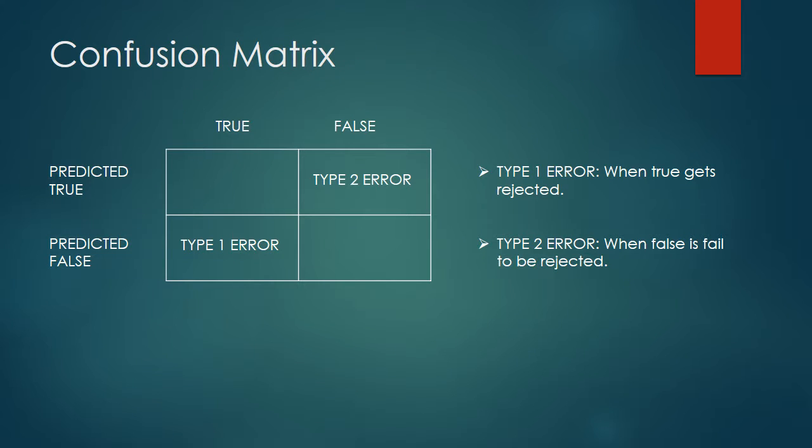Then we learnt about the confusion matrix. In the confusion matrix, we studied type 1 error and type 2 error. Type 1 error occurs when something was predicted false and it was actually true. Generally, there is a 5% chance of type 1 error. And type 2 error occurs when something is actually false and it was predicted to be true. Therefore, type 2 error is more dangerous than type 1 error.